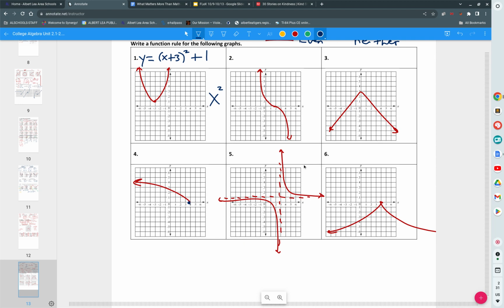What's the parent function for the next one? X cubed. Notice I have a horizontal shift to the right 2. So that will be an x minus 2 quantity cubed. What else is included in this transformation? Yeah, the negative, notice how it's flipped upside down? So we're going to stick that negative on the outside. Try number 3 on your own.